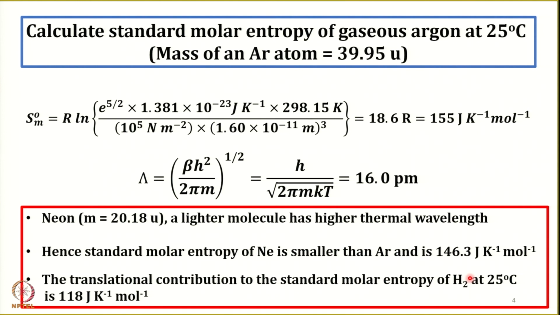All right. Here the molar mass is 2, and if the molar mass is further less, then thermal wavelength will be further higher and molar entropy will be further less. And you can see now it is 118.118 joules per Kelvin per mole. Argon with a molar mass of 39.95 has a molar entropy of 155. Neon with a molar mass of 20.18 has molar entropy of 146.3. Hydrogen with a molar mass of 2 has a translational contribution to molar entropy as 118 joules per Kelvin per mole. So, you can clearly look at how the molar mass of the given species affects the molar entropy.